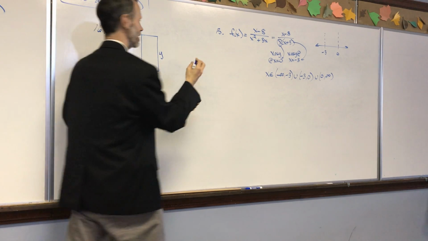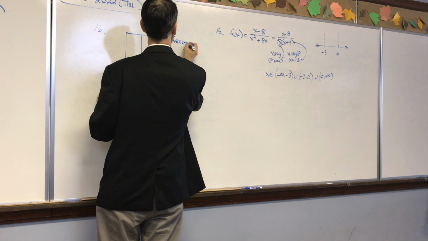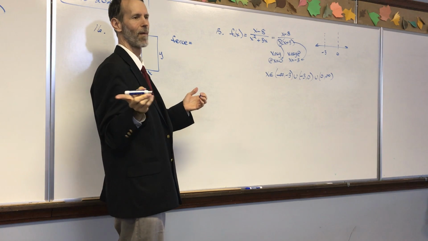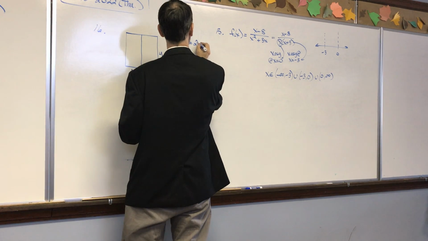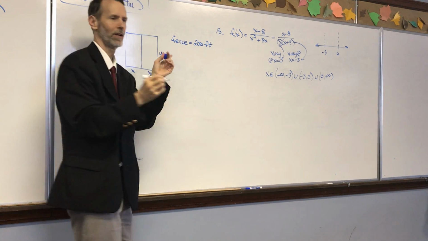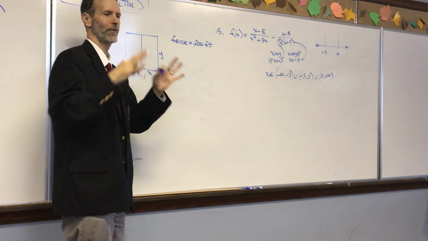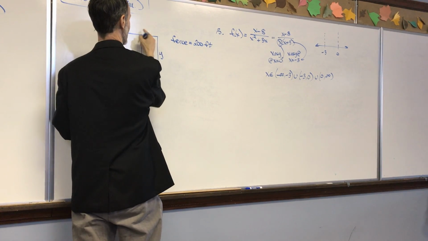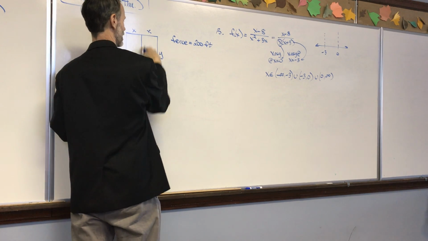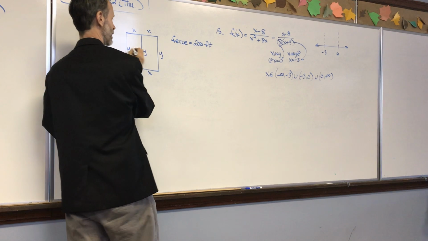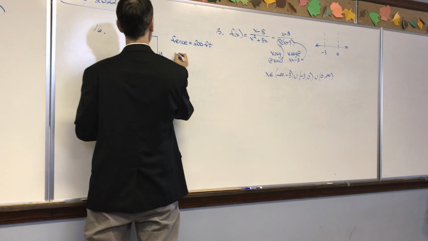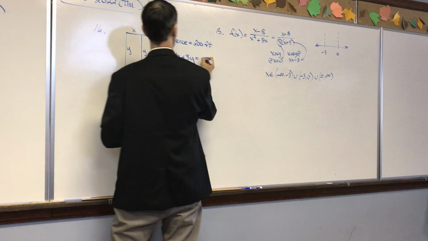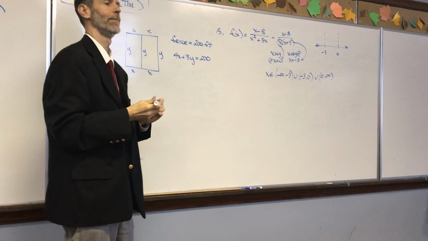So, question, fence, how much? How much total, according to the problem? 200 feet. According to the picture, what if you add up all the fence lengths, what would you get? How long is this? X. How long is this? X. How about this? 1. And this? 1. Add them all up. 4x plus 3y. Should add up to what? 200. That's a key to this problem.